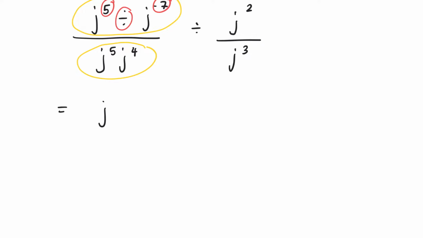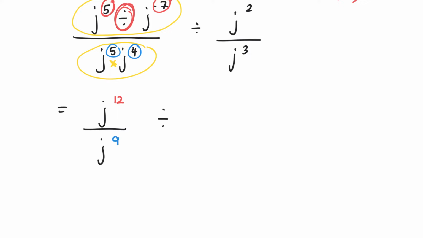I'll write it over here, 5 take away negative 7, right? When we're dividing powers with the same base, we subtract the exponents. 5 take away negative 7 will give me 12. And the denominator, I am multiplying powers with the same base. So I have j. When we multiply powers with the same base, we are going to add the exponents. 5 plus 4 is 9.